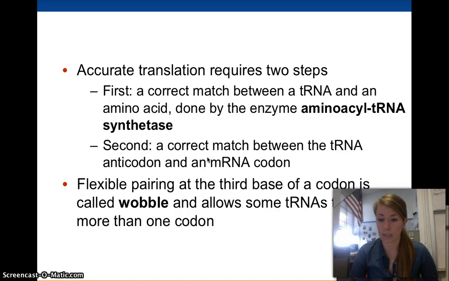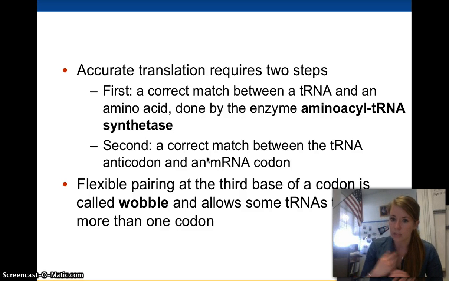The second important pairing or molecular recognition is when the tRNA anticodon matches with the mRNA codon. This is really important because this is where the translation actually happens. So we need to bring the correct amino acid to the growing polypeptide chain. If we have a code for phenylalanine, we need a phenylalanine to be there. And that's why we have this codon and anticodon system.